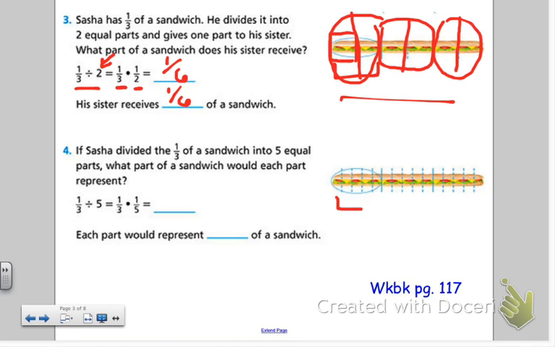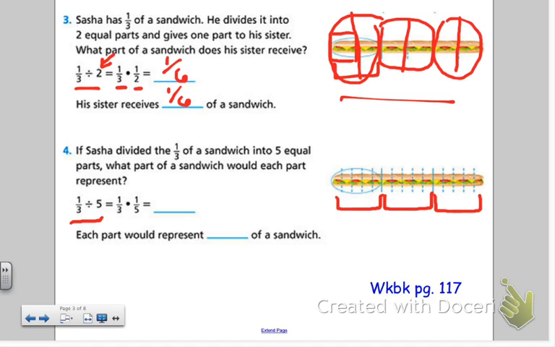So here's Sasha's part, and you can see Sasha has it divided up into 5 sections, but all of the other thirds are broken up into 5 sections. So now we have a total of 15 different sections. And in this case, Sasha's 1/3 of a sandwich that's broken up into 5 sections, each part would represent 1 out of 15 different parts, 1/15. Again, take a look at the division problem that we have here.